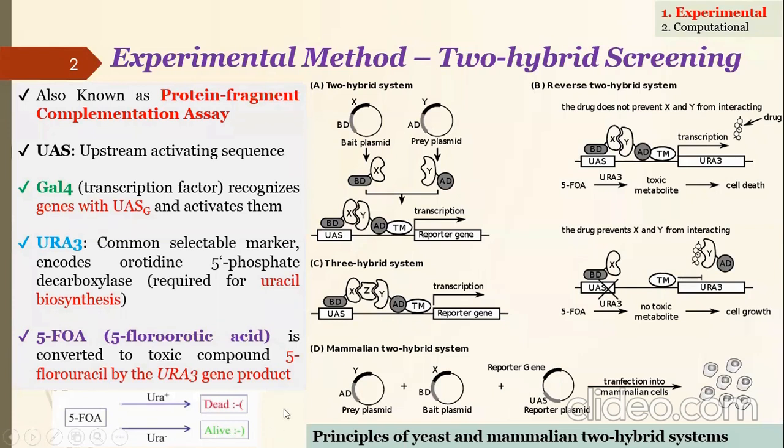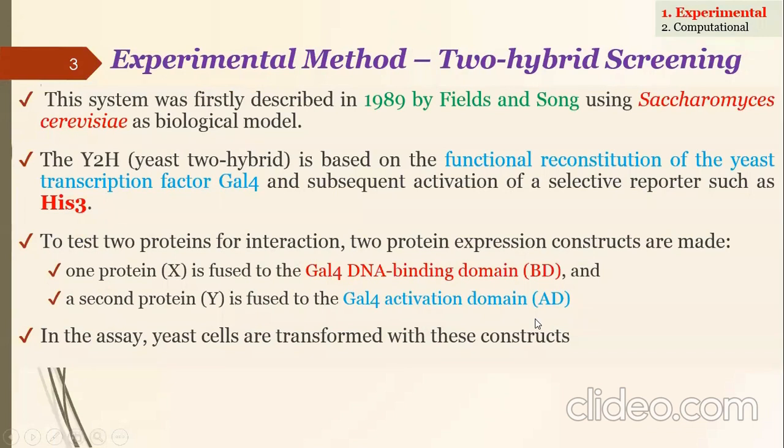This has been taught previously in detail. So this is the detail: this system was first described in 1989 by Fields and Song using Saccharomyces cerevisiae as a biological model. The yeast two-hybrid is based on the functional reconstitution of the yeast transcription factor GAL4 and subsequent activation of a selective reporter such as HIS3. To test two proteins for interaction, two protein expression constructs were made.